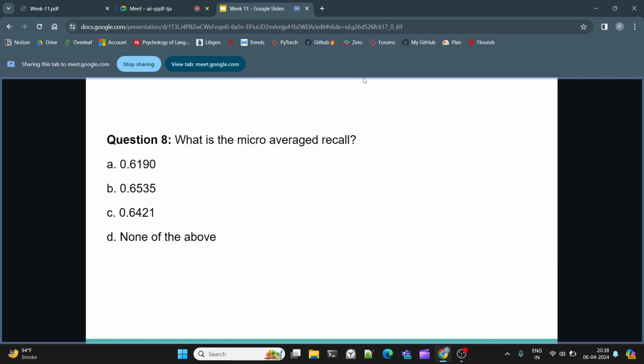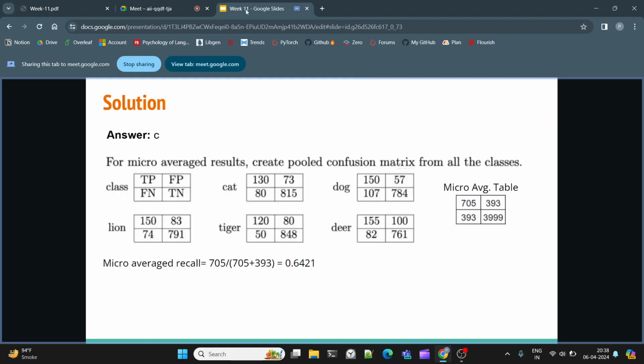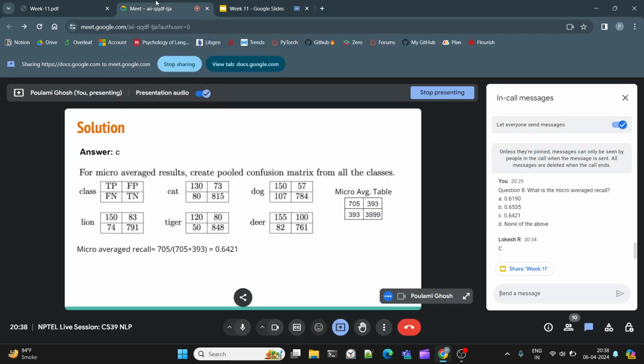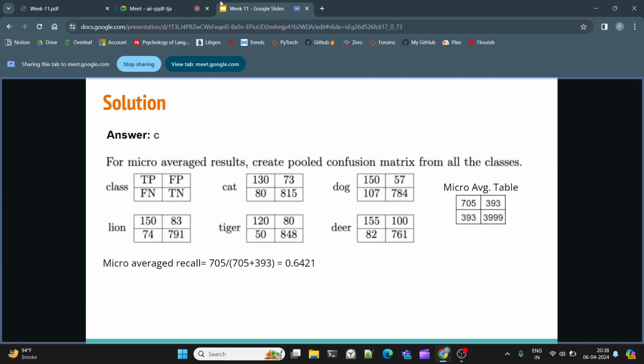Okay, any doubt in this question? We were at question 8. Any doubt in this question? Okay, let's go on to the next question then.